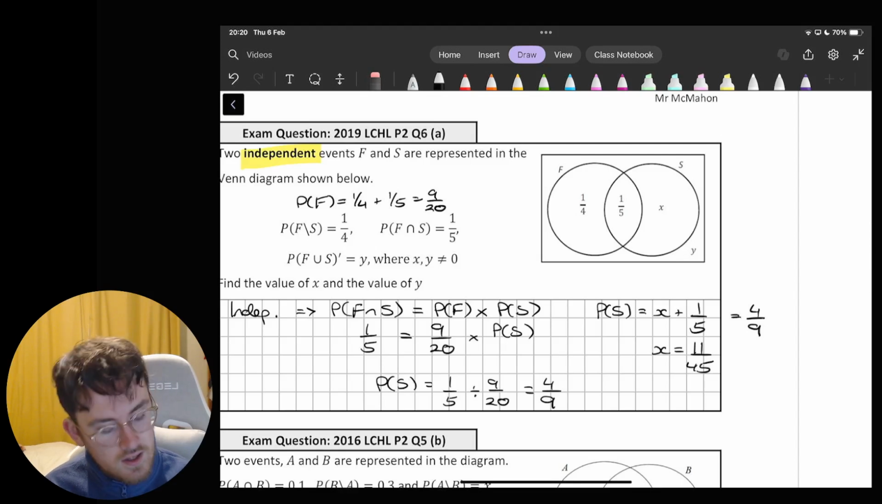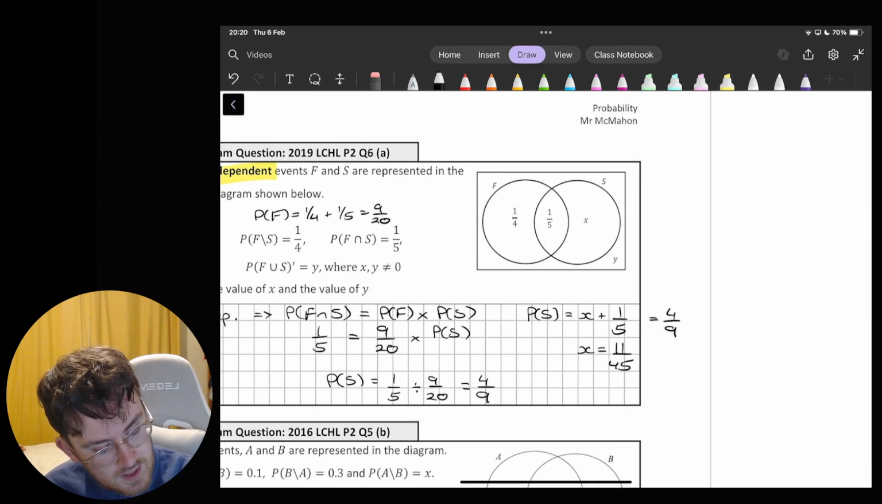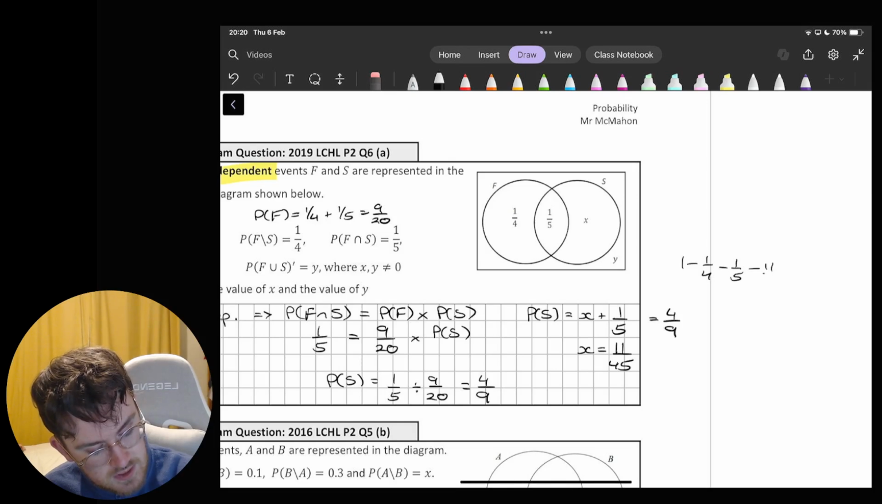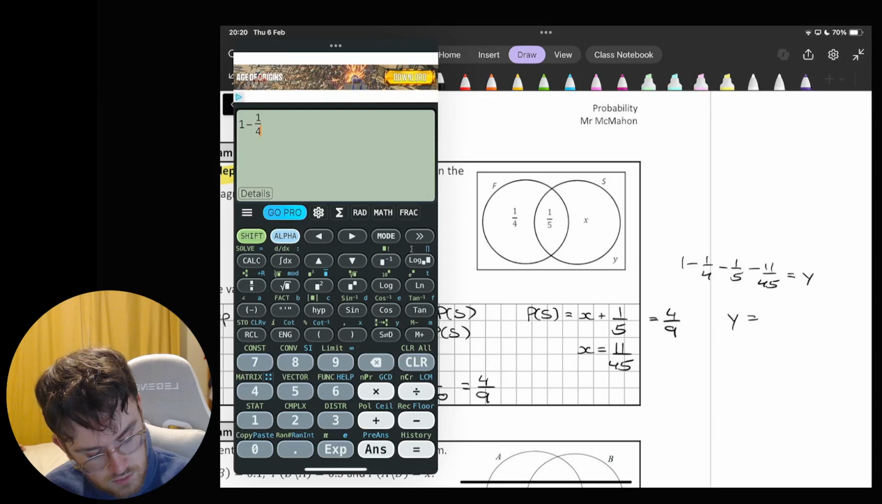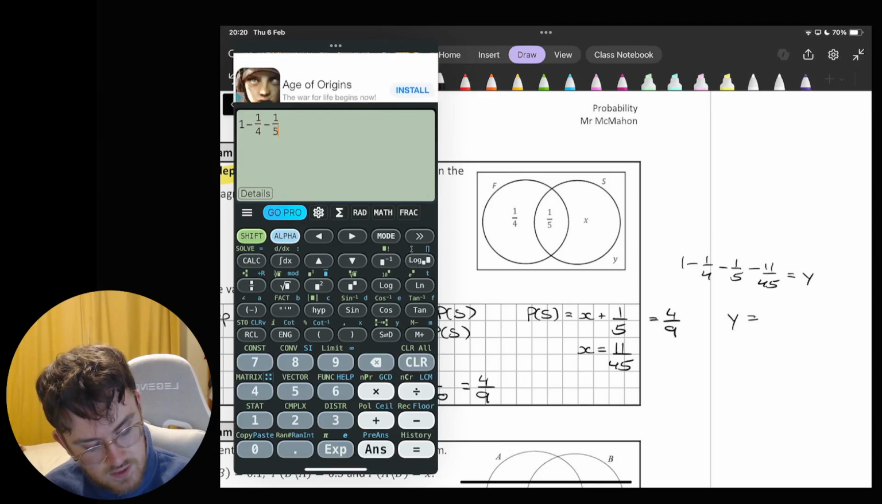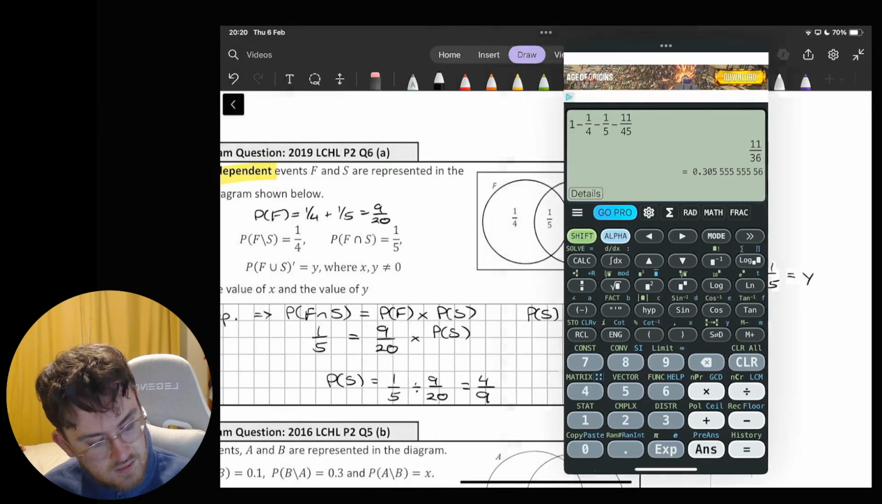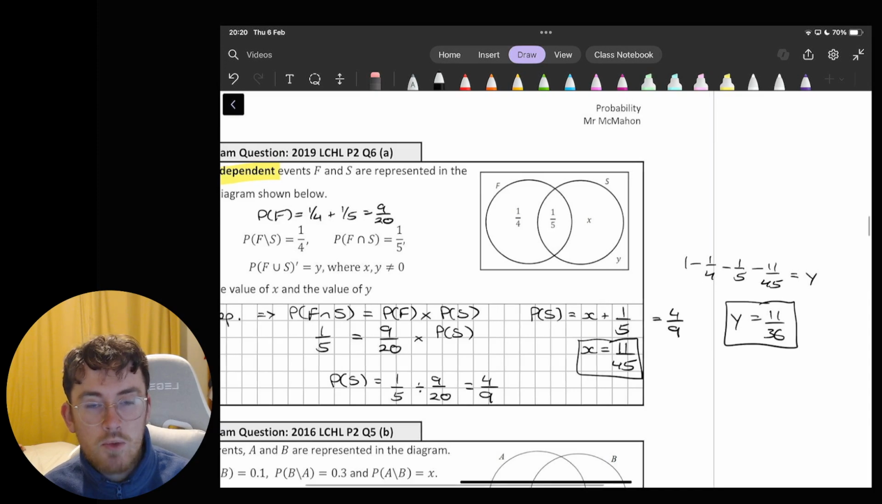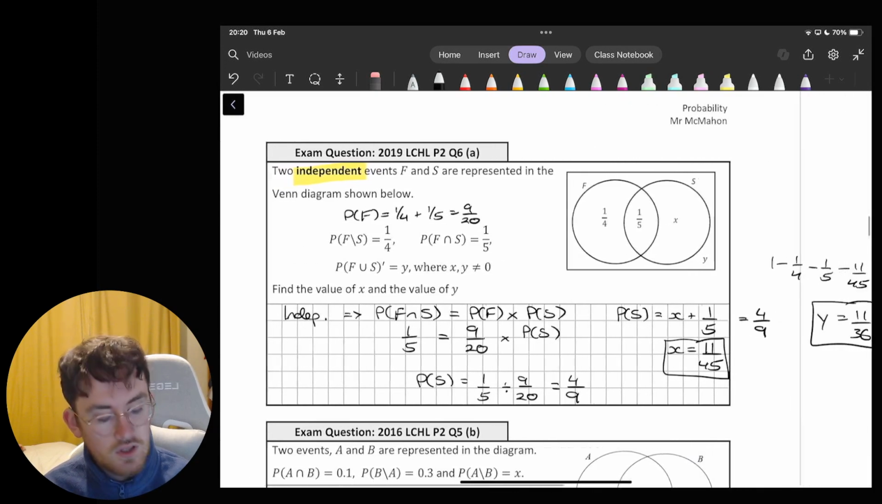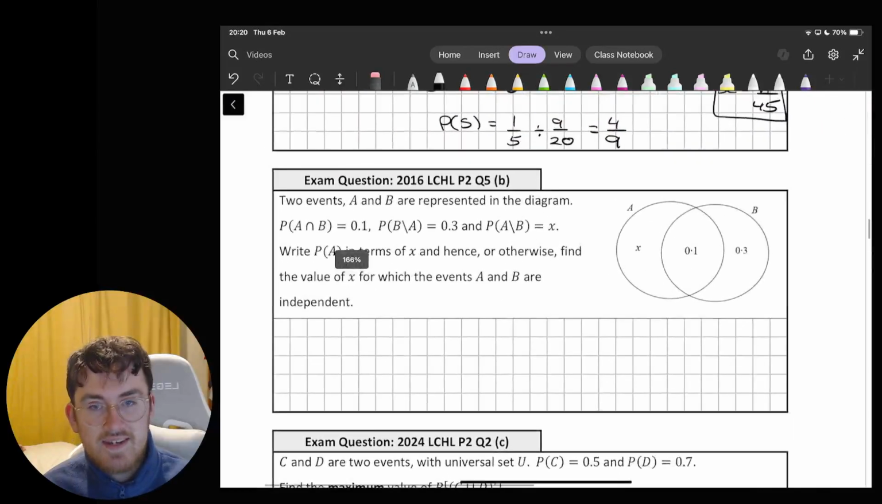11/45 for X there. Okay, working out Y then is just 1 minus 1/4 minus 1/5 minus 11/45 is equal to Y, which means Y is 11/36. So my two answers for X and Y here are non-zero answers, but making use of that rule, that fact that they're independent.